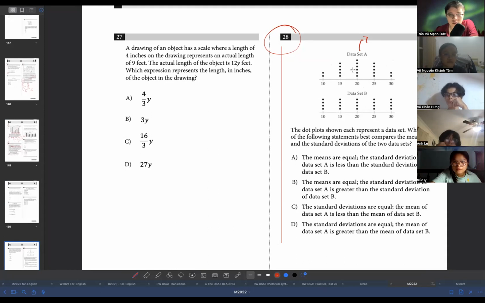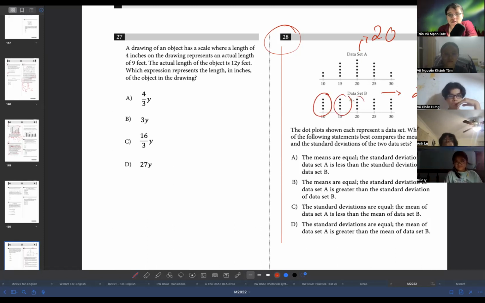I'm sorry, I can't really hear what you say. It is 20. Okay, 20. How about B? 22. 20. Also 20. Is it 20 or 22? 20. All right, it is 20. Okay. So because look, they are very much similar, so we're going to pick the middle one. So it's 20. And this one requires a bit of calculation, and I believe your calculation. So the means are equal.